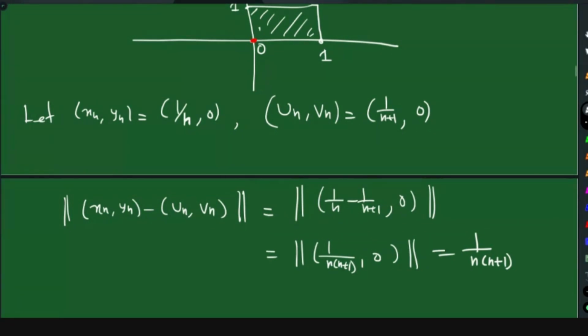This is just a distance in R2, right? Euclidean distance only. So it is 1 by n(n plus 1), which goes to 0 as n tends to infinity. So the norm of the difference is going to 0 as n tends to infinity.